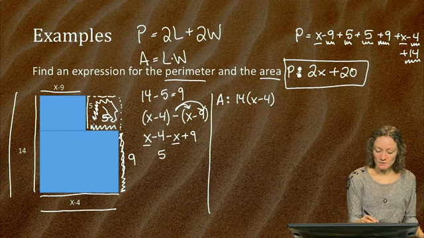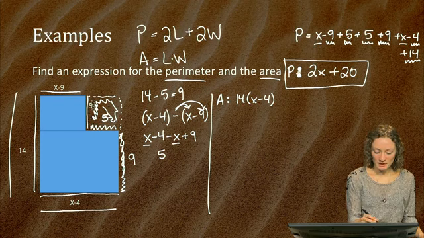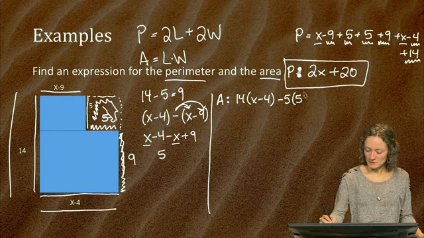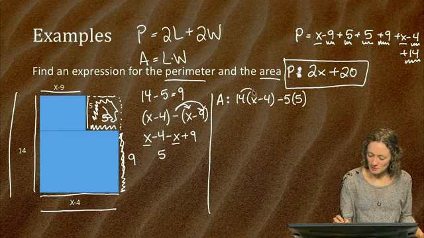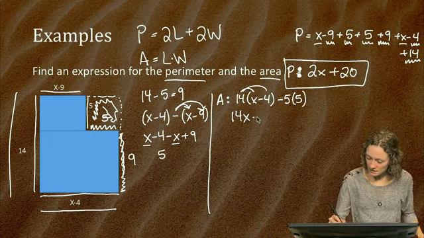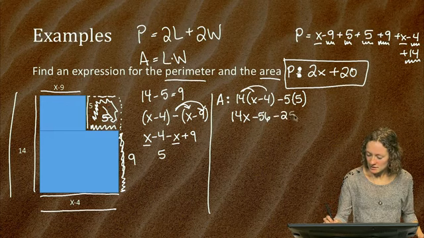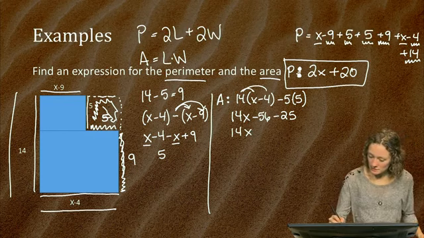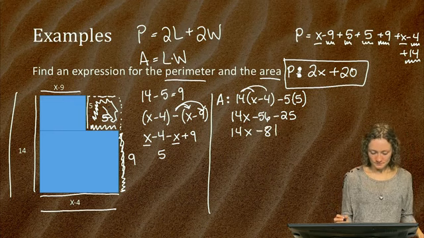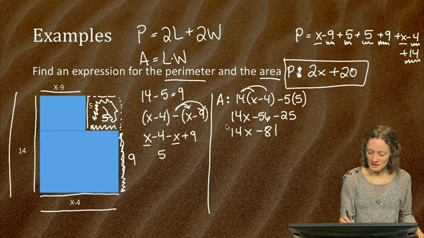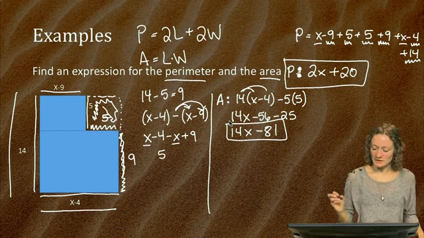And then we're going to subtract out the piece right here. The area of this piece would come from length times width, which is 5 times 5. Put parentheses. And then simplify. So distribute. We get 14x minus 56 minus 25. And combine those together. Minus 25 becomes negative 81. So the area for the blue figure is 14x minus 81. One way we could get there.